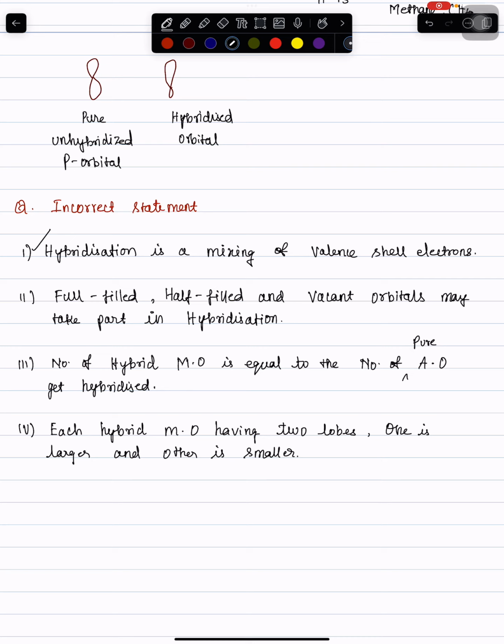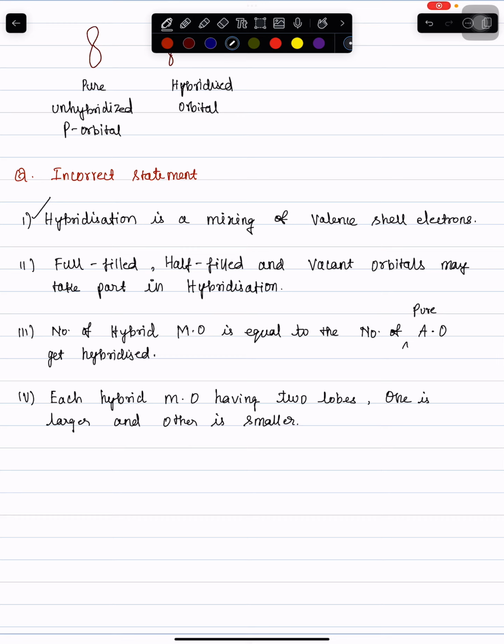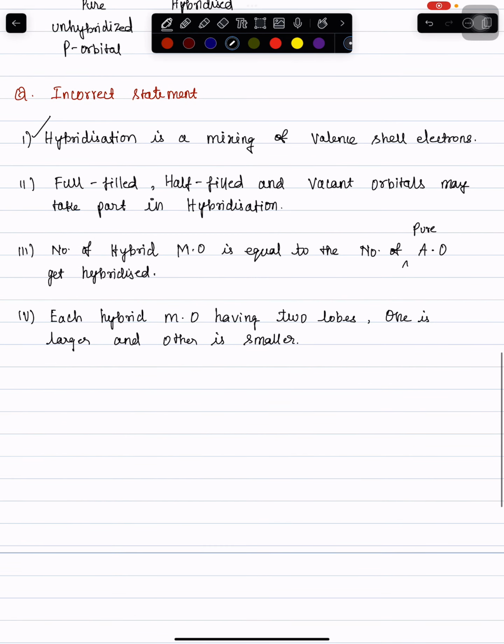And the third option, as we just discussed before: the number of hybrid molecular orbitals is equal to the number of pure atomic orbitals that get hybridized. So that is also correct. And the fourth option: each molecular orbital has two lobes, as I discussed before. One should be larger or elongated and the other should be smaller. So three options are correct. The incorrect one is the first option. Let's go to the next question.